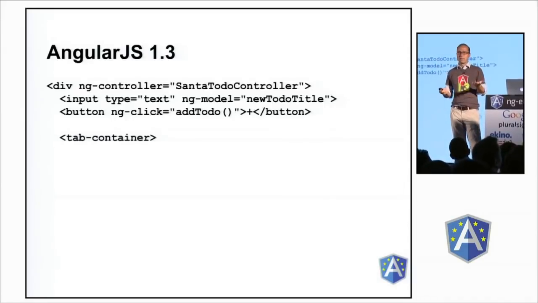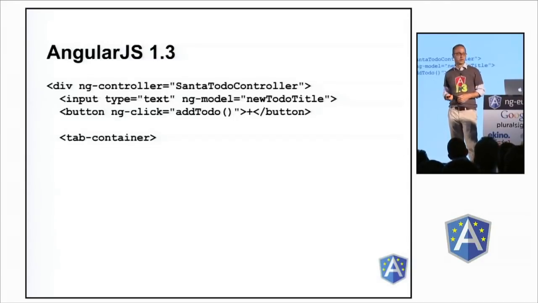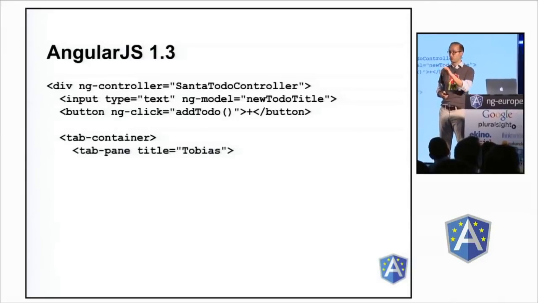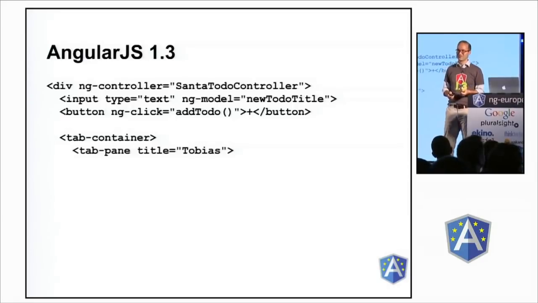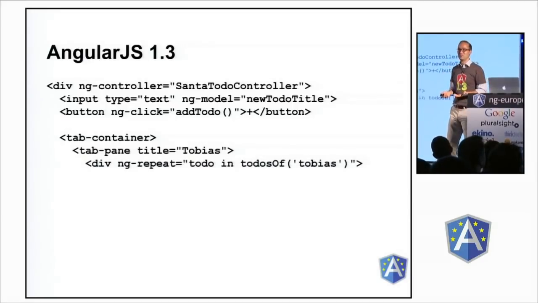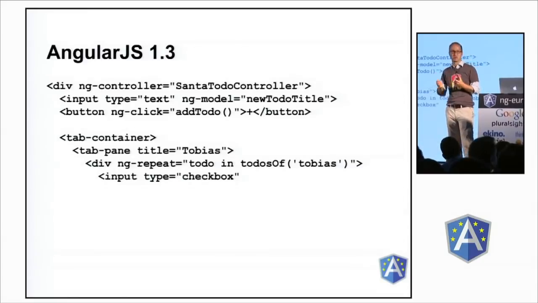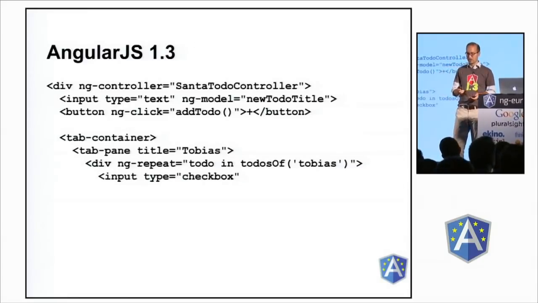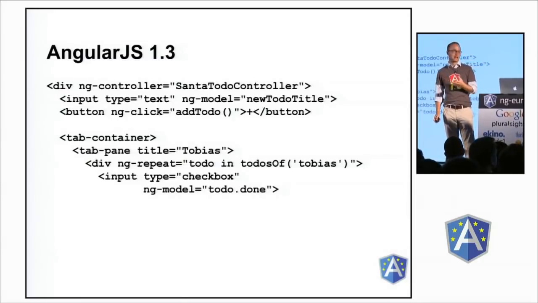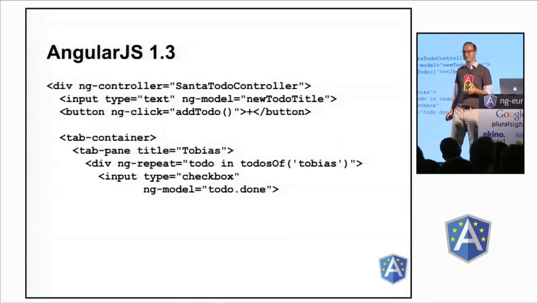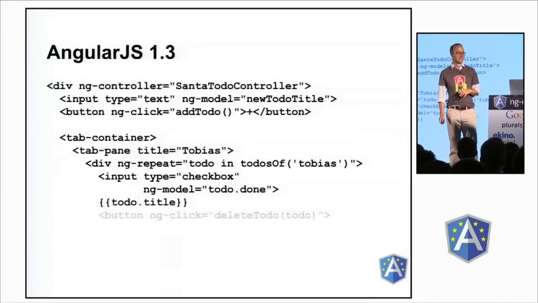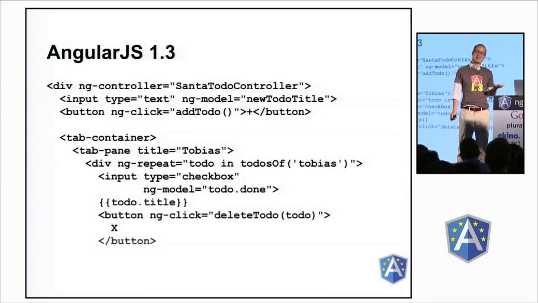And then we have a tab container. Let's say we already have this and we can just use it because we've got components in 1.3 as well. We have the tab pane, the first, my to-dos. And in there we have a repeater of the to-dos. And one to-do has a checkbox that triggers the done state, right? You've got the title. And at the end, you have a thing to delete the to-do. Like, maybe Igor's to-do will be deleted. Don't know. So that's how it would look. So how would that look in 2.0?